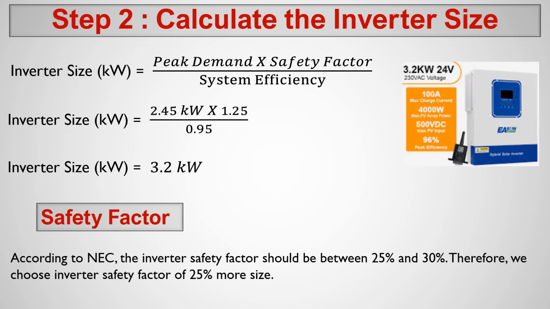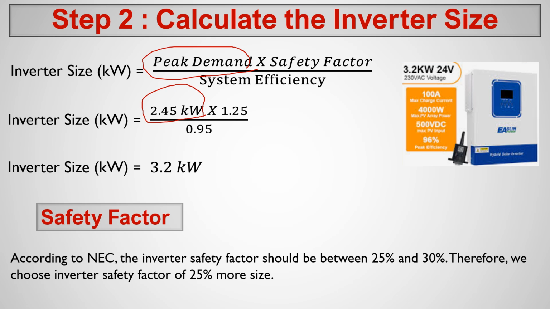Okay, so now to calculate the inverter size. Next thing, we need to calculate the inverter size. Inverter size always depends on the peak demand. Peak demand, as we calculated, is 2.45 kilowatts. How can we find the peak demand? It is when we turn on all the appliances, the demand we are getting. That is the peak demand.